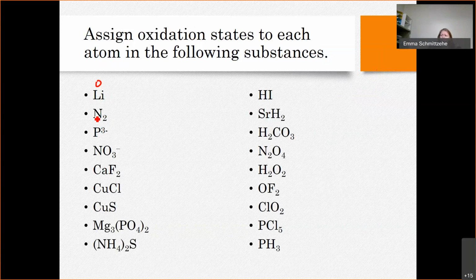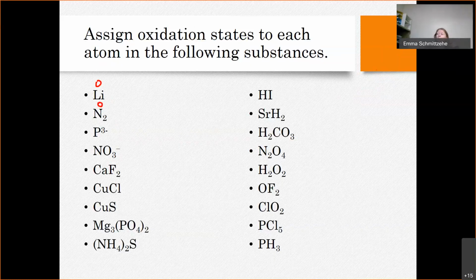Next up, we have nitrogen, N2. That also is an element by itself in neutral. So that must have an oxidation state of 0. And really that oxidation state applies to each of those nitrogen atoms. So there's 2 nitrogen atoms in that compound, right? And each one has an oxidation state of 0. What I'm indicating is the value for each of those atoms.